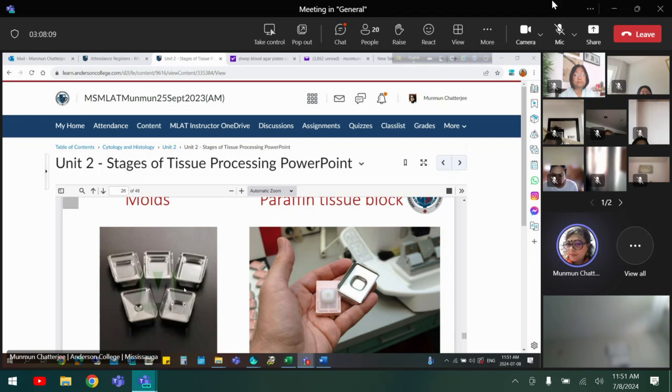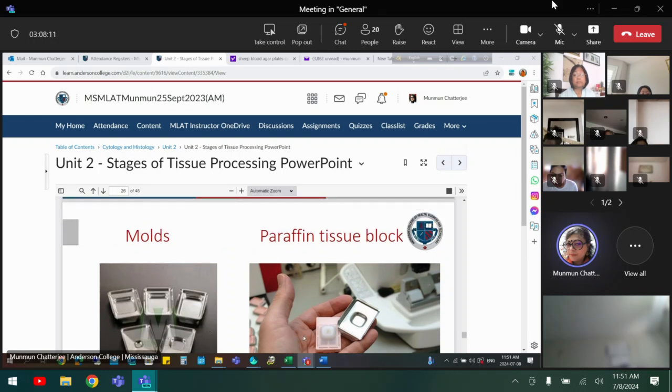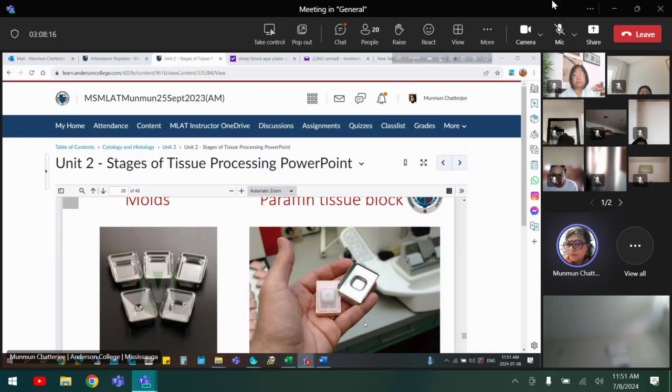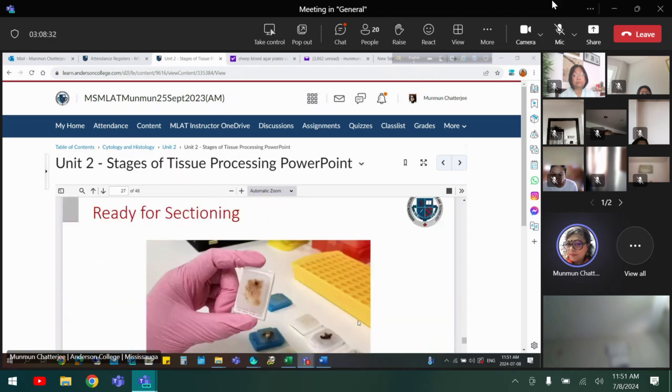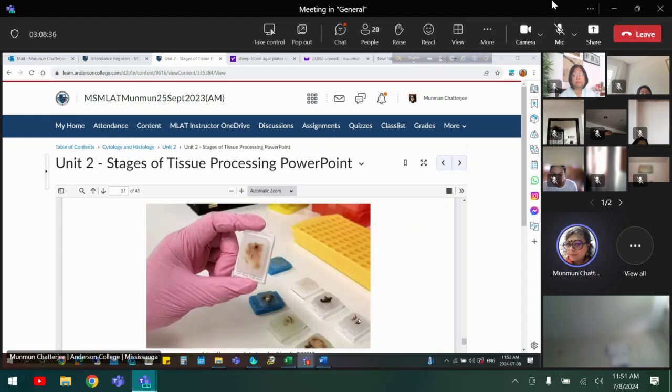So these are the different types of cassettes where you can do the embedding of the tissue. These are the molds, different types of mold depending upon the tissue size and shape. Then you put this one here, and then you put the cassette there. So it's going to make a mold. Now you are ready for sectioning. You have the mold now with the paraffin, and you can see the tissue is inside the paraffin.